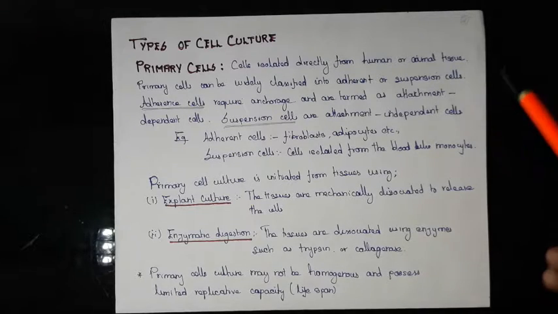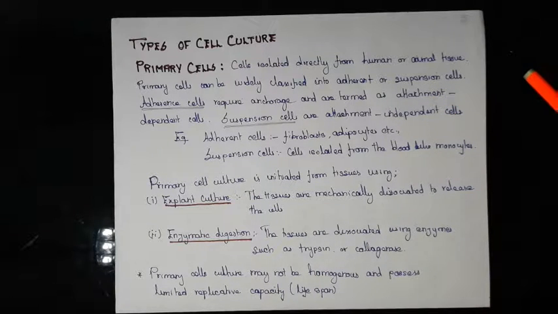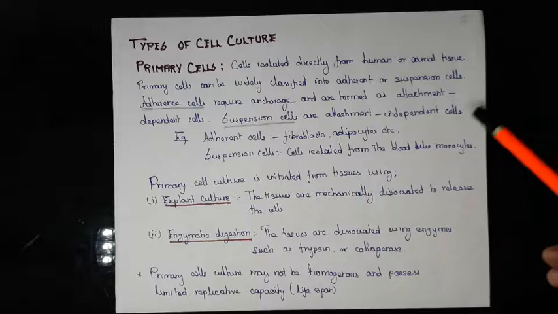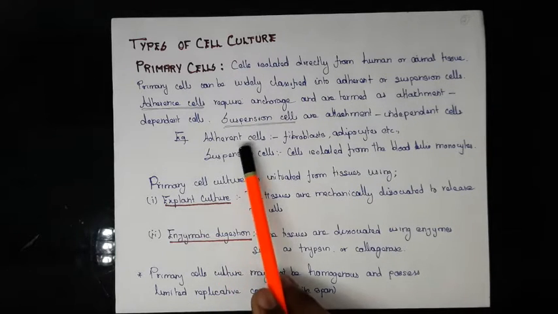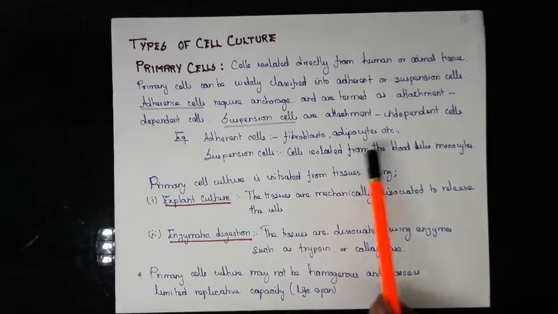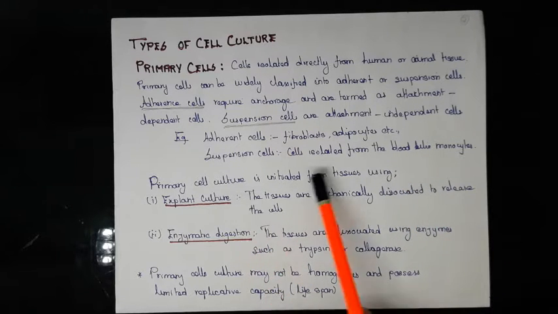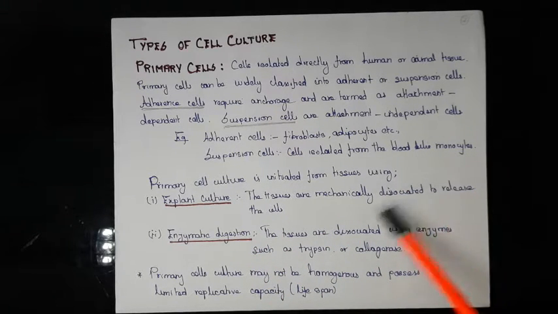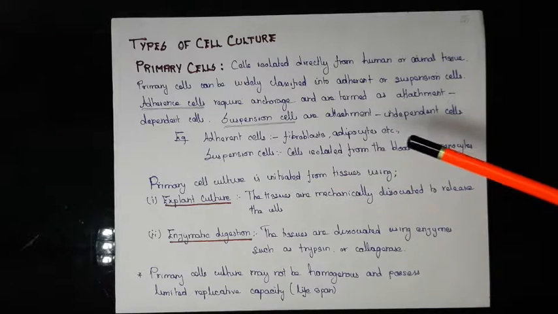There are two types of cell culture: primary cells and cell lines. Primary cells are isolated directly from human or animal tissue. Primary cells can be broadly classified into adherent or suspension cells. Adherent cells require an anchorage and are termed attachment-dependent cells. Suspension cells are attachment-independent cells. Examples of adherent cells are fibroblasts, adipocytes, etc. Most of the cells that are isolated from the blood, such as monocytes, are suspension cells.